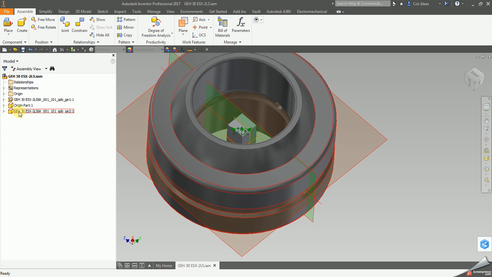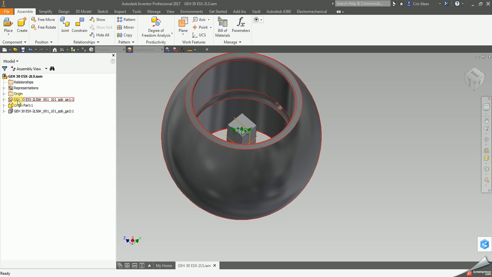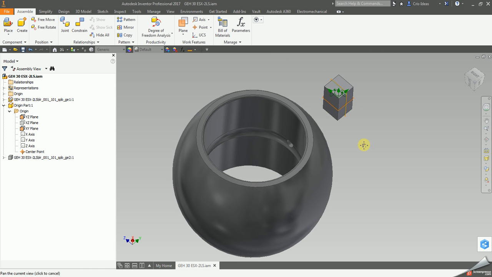So basically this assembly has three components: the inner ring, the outer ring, and the intermediate part that I use to constrain parts together to get the solution that I need. I have no relationships defined now, so I will hide this. And I have now the sphere, the inner part of the bearing, and the origin part that basically is a part. So now they are free.